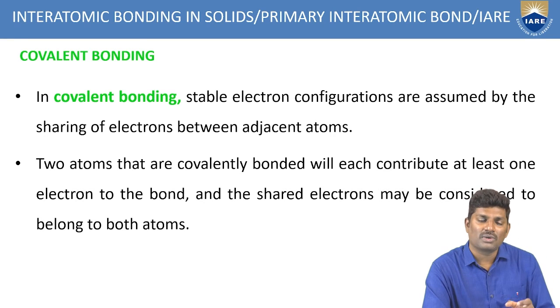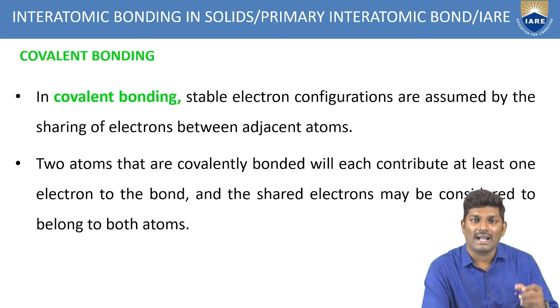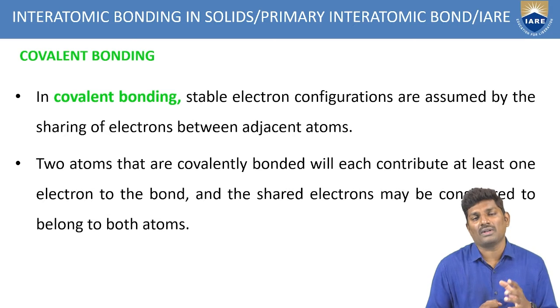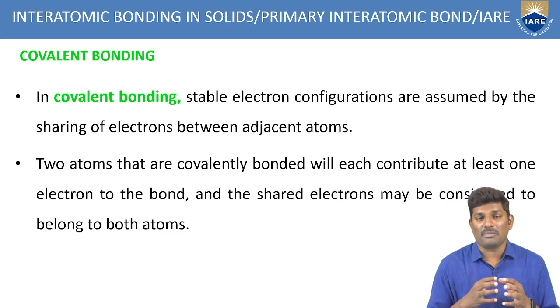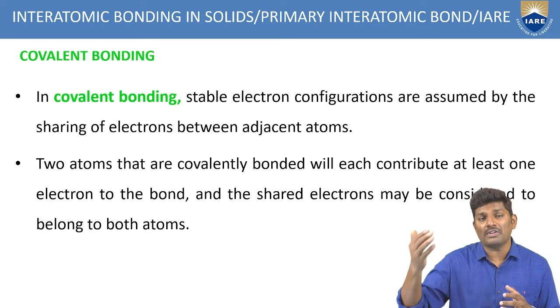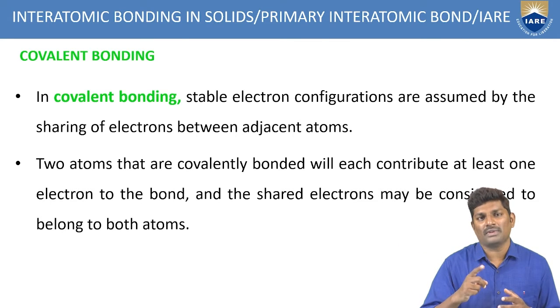That's why in this covalent bond also we have stable electronic configurations. These are to be assumed, how? By sharing of electrons between the adjacent atoms. So two atoms that are covalently bonded with each other contribute at least one electron to the bonding. So what are the adjacent atoms doing? They are sharing electrons. The two atoms that are covalently bonded to each other are trying to contribute at least one electron to that bond.